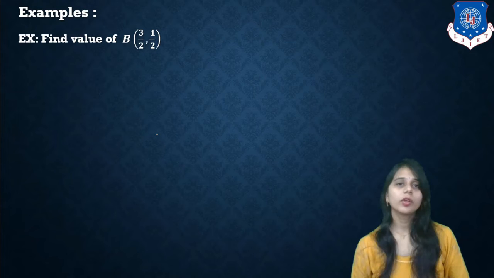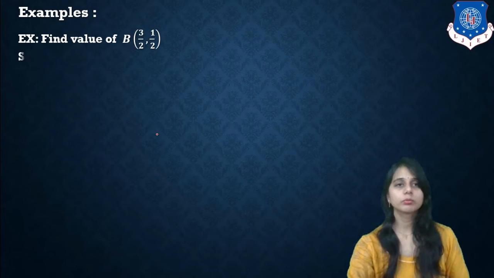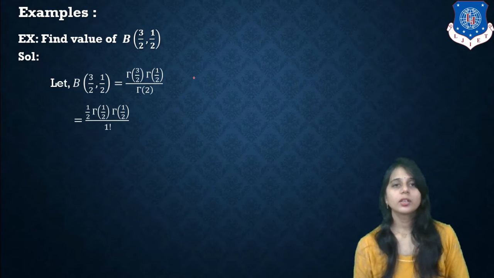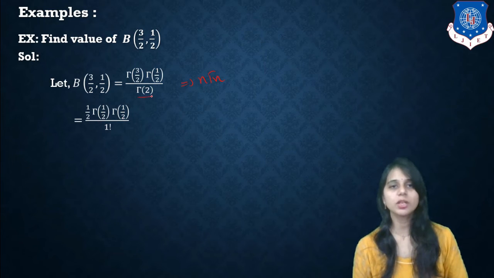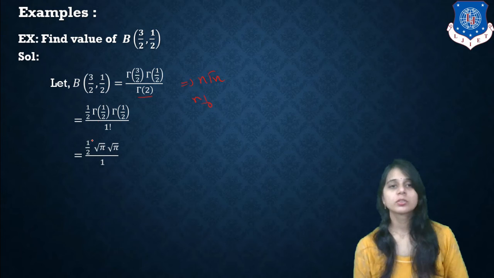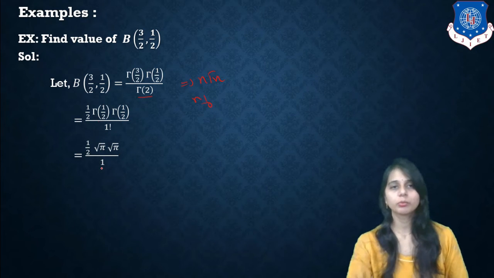Now find the value of beta 3 by 2, 1 by 2. We are using the property: beta 3 by 2, 1 by 2 equals gamma 3 by 2 gamma 1 by 2 upon gamma 2. We use the property gamma n plus 1 equals n gamma n. So 3 by 2 is 1 by 2 gamma 1 by 2, into gamma 1 by 2. Gamma 2 is gamma n equals n minus 1 factorial, so we say that it is 1 factorial. So 1 by 2 gamma root pi squared, and pi upon 1. So the answer is pi by 2.